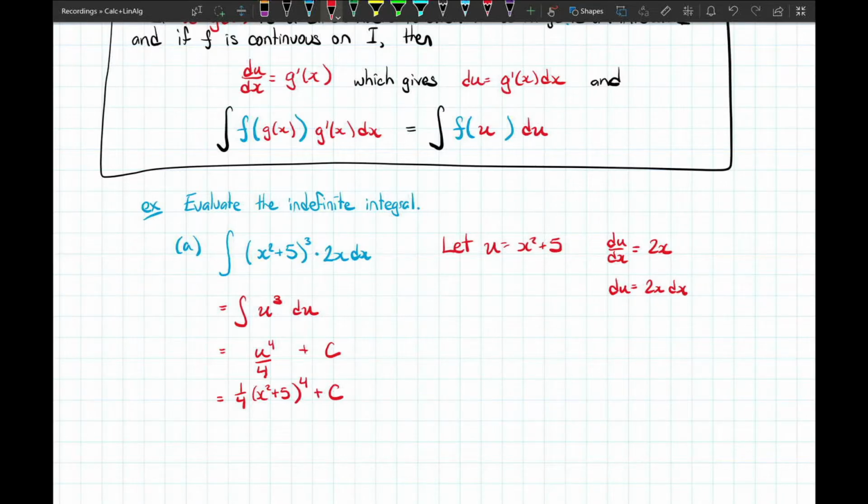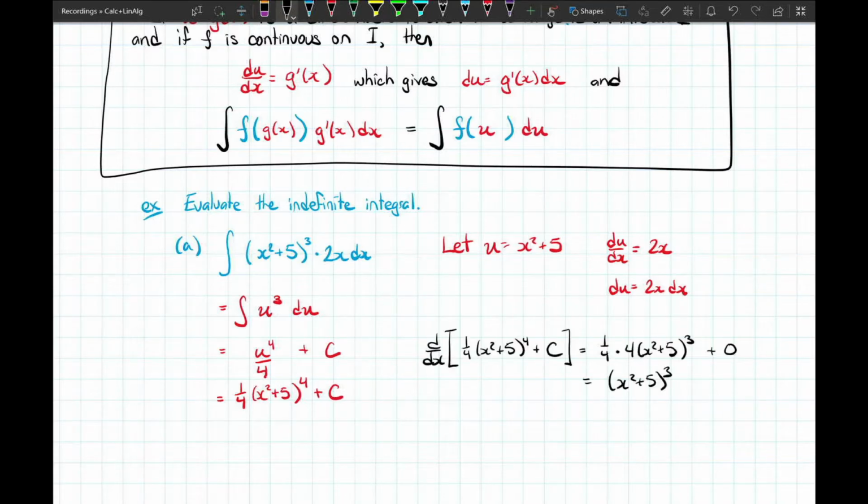And if we check this, we can take the derivative of our answer and see that we end up with x squared plus 5 cubed. Now, this indefinite integral was deliberately set up so that it would be a very obvious choice for our substitution, in that the derivative of that substitution, 2x, was immediately apparent. But that's not usually going to be the case. Let's try a couple other examples where we may have to be a little bit more clever or have a little bit more manipulation when we make our substitution.